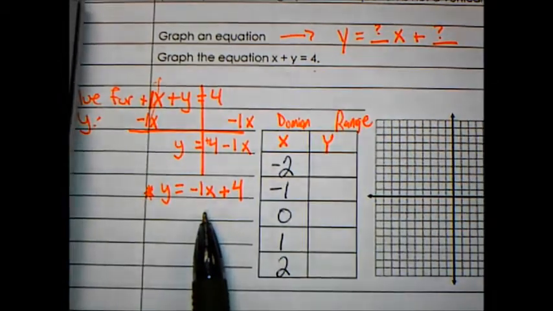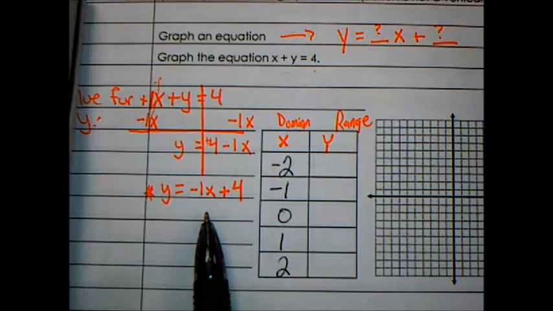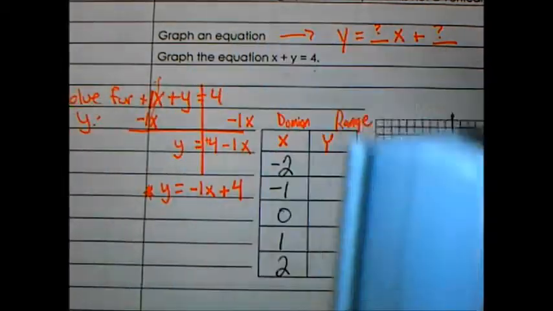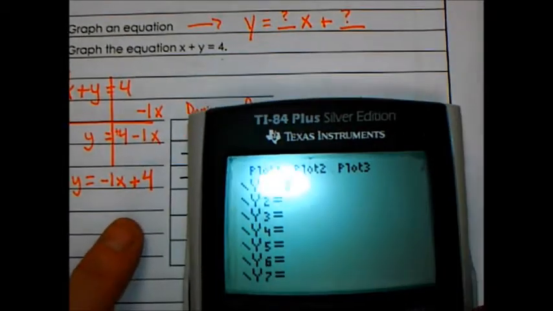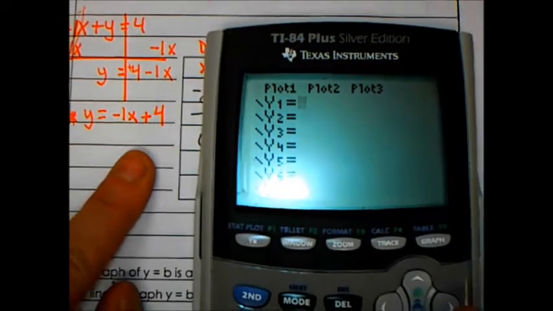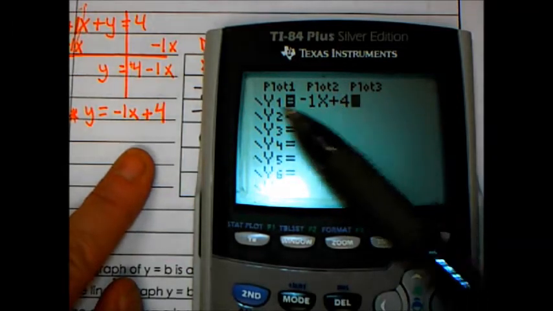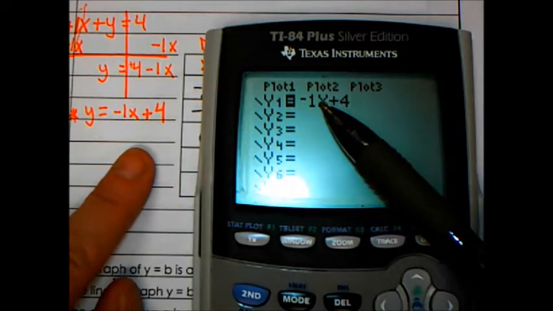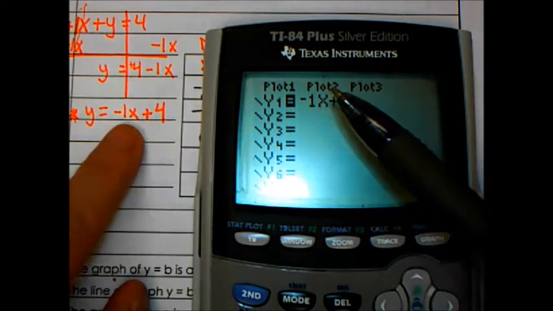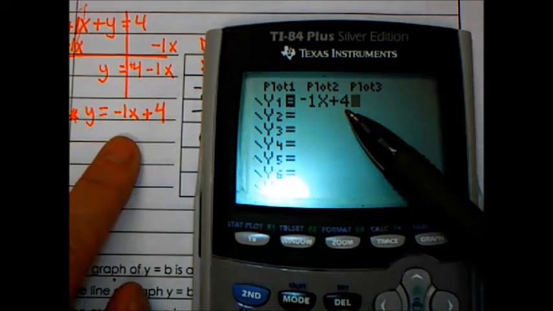Alright, I'm going to grab my calculator. I'm going to go to the y equals like we did on note 17. Let me get the light out of there. I have -1x plus 4. I'm going into the y1. I'm only using y1 because this has two variables. These are two variable equations.